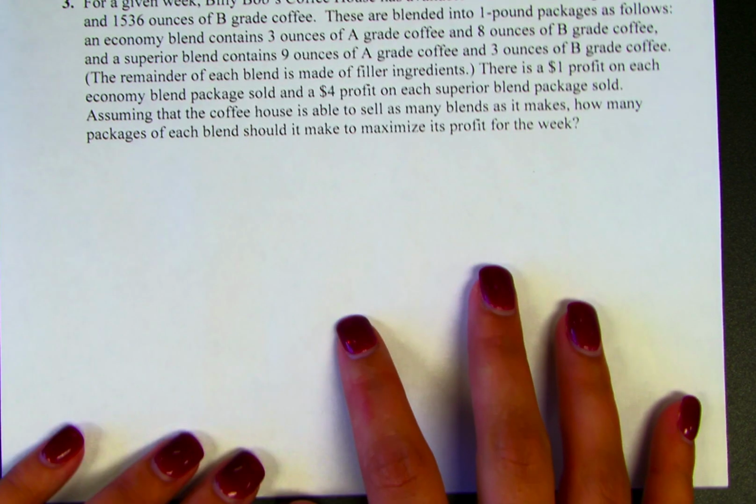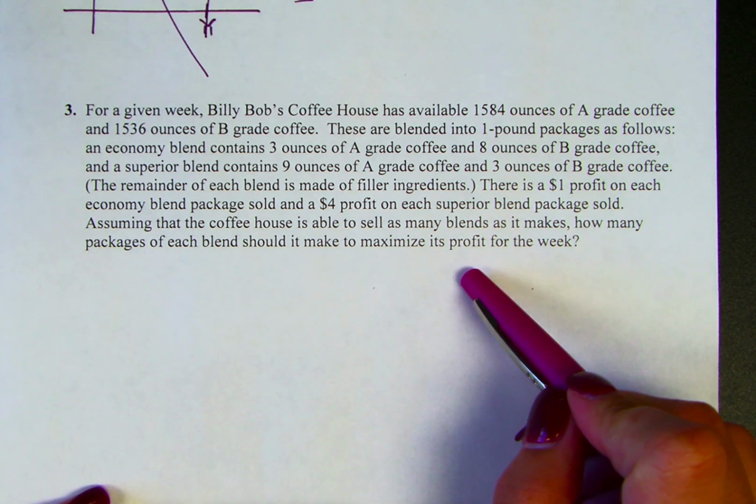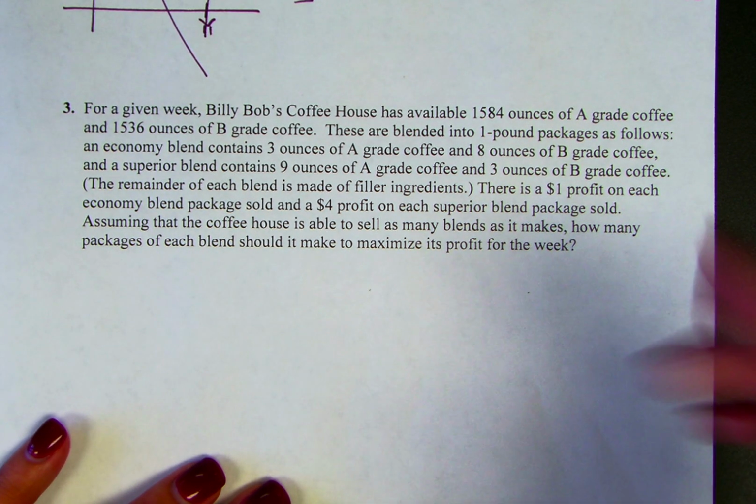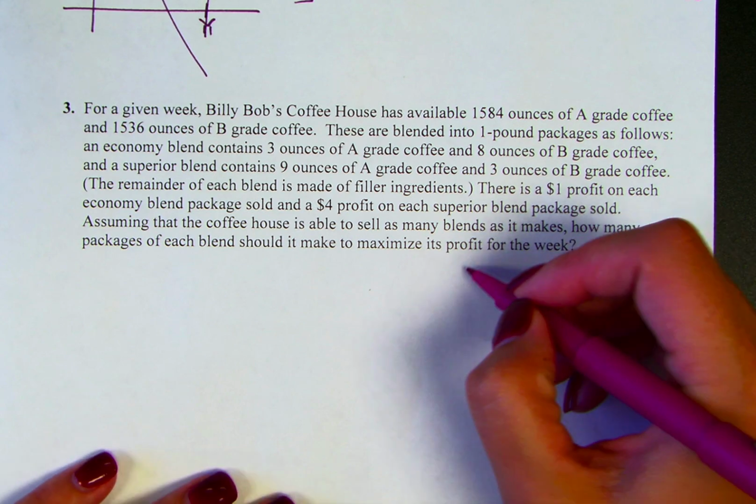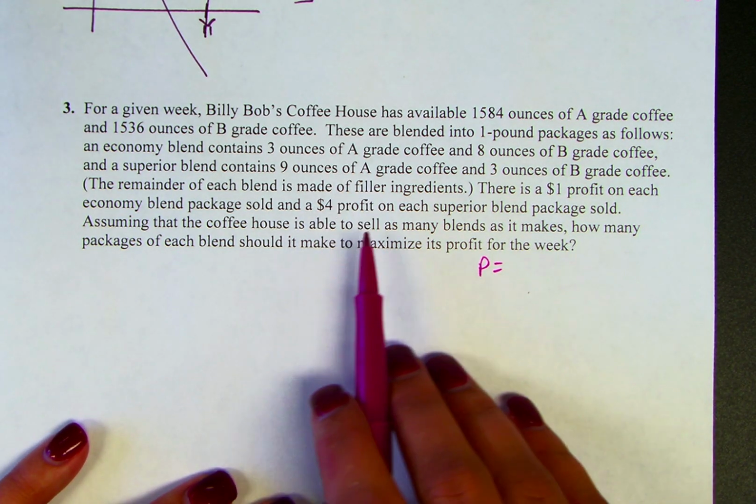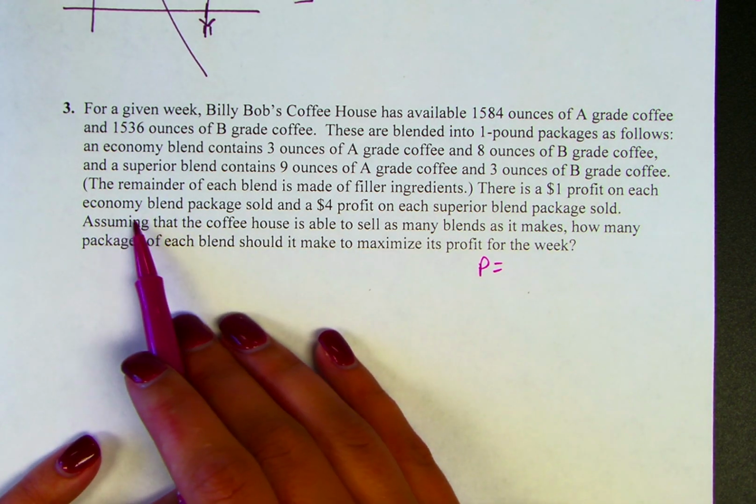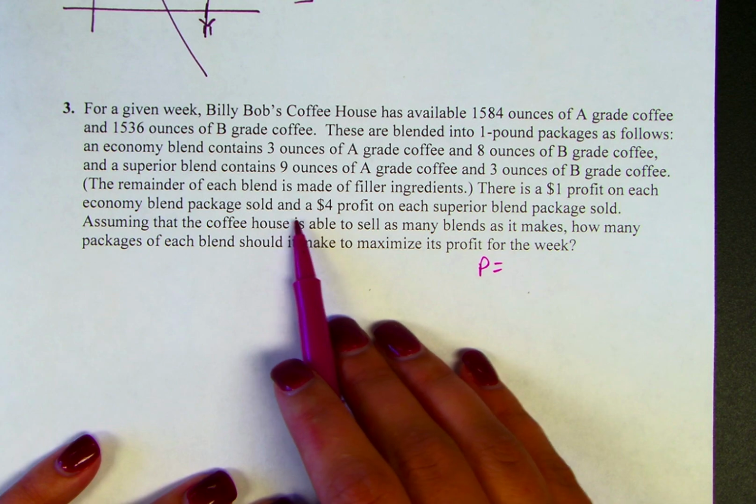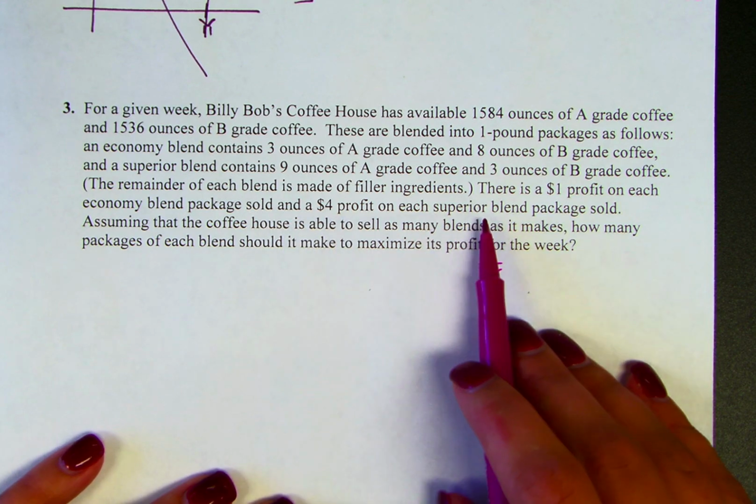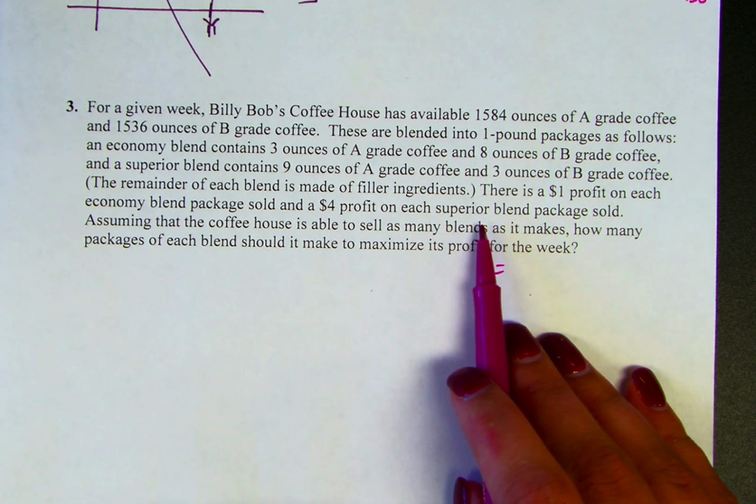Okay. So if I skip ahead, it is talking about maximizing a profit. So instead of Z, I'm going to use P for profit. So P equals, and then let's see here. We are making $1 for each economy blend and $4 for each superior blend. So that's how I'm defining my variables.